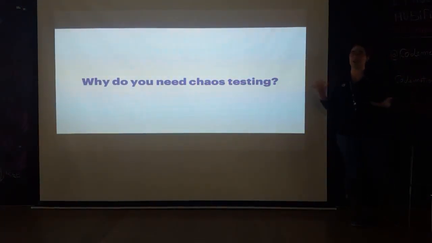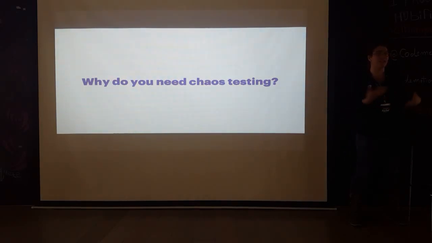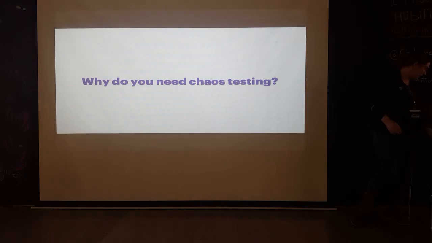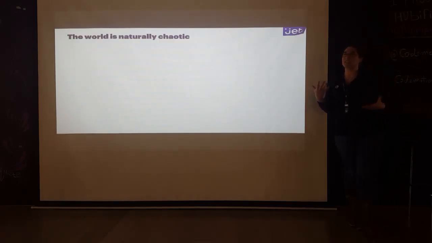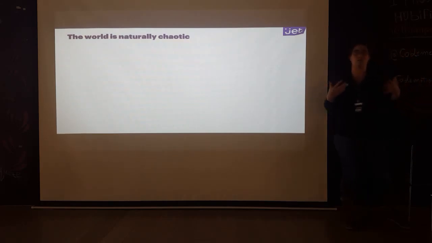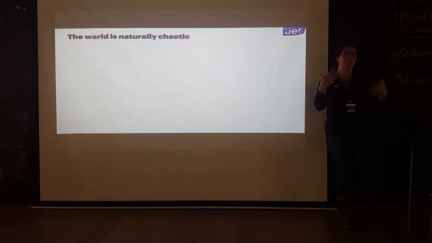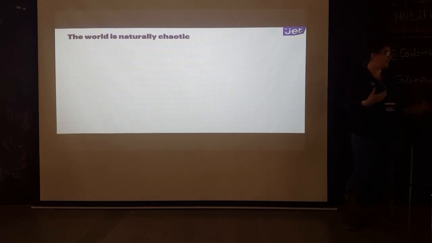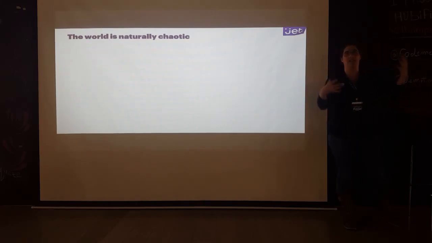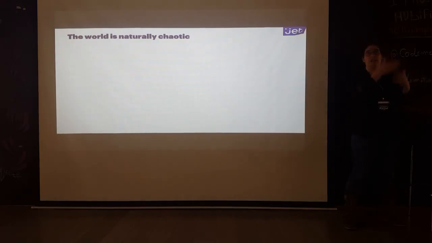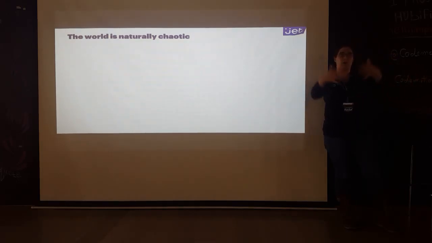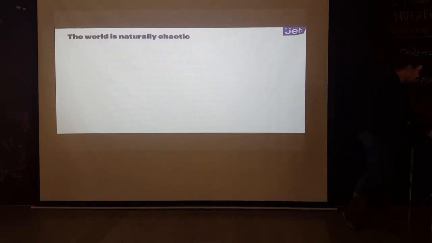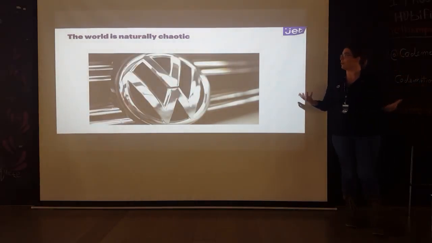So I want to start off with why anyone should consider doing chaos testing. Because the world is actually naturally chaotic. You should test to make sure that what you're building is going to withstand the chaos of everything going on around it and all of the infrastructure. If you have a distributed system, these connections might go down. You want to make sure that you can handle what happens when this infrastructure goes down. Systems should have a lot more variance.